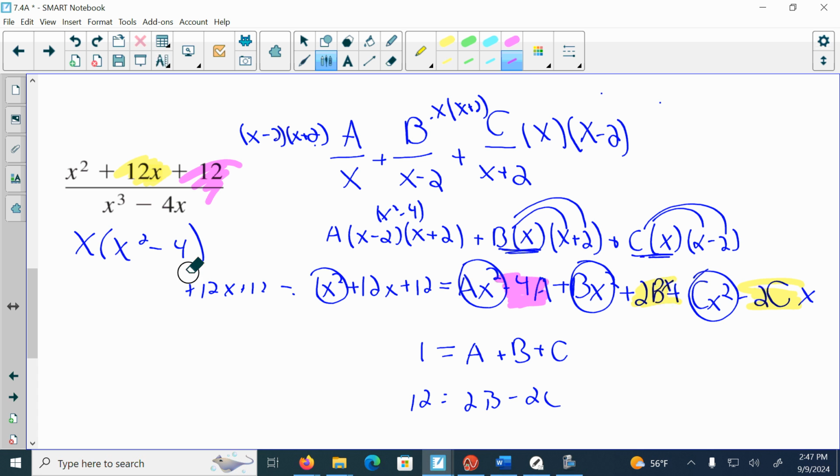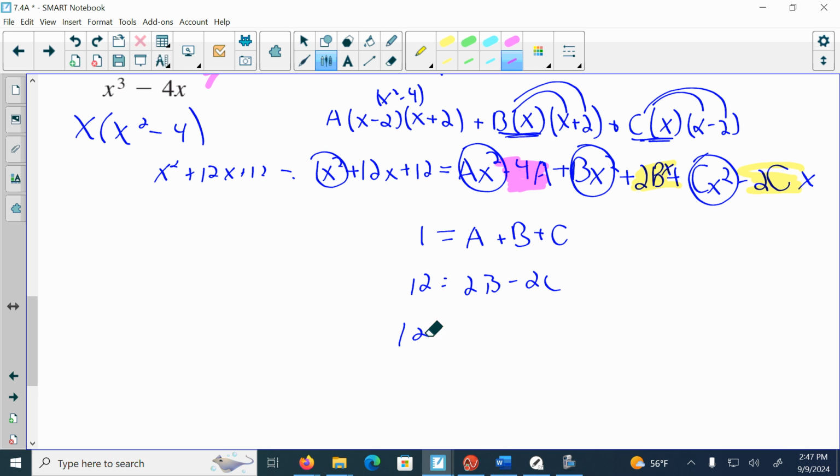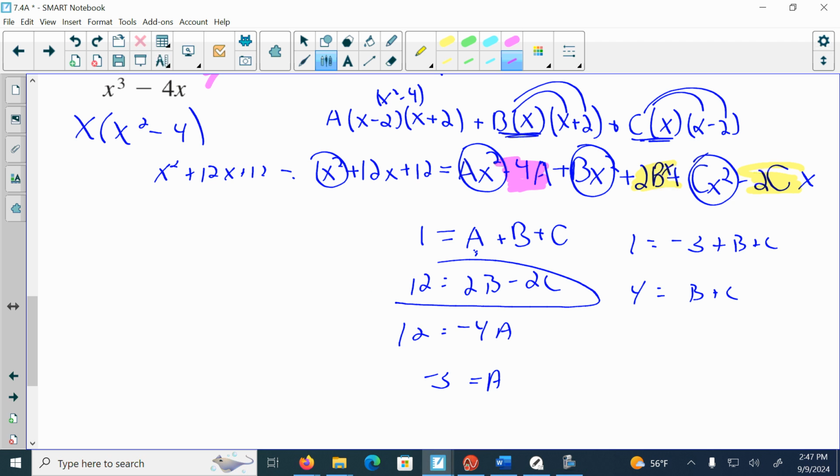So if I do that, I'm going to have 12 is equal to negative 4a. So here I can solve and make a equal to negative 3. I'm going to put that a up here. So I'm going to have 1 is equal to negative 3 plus b plus c. So 4 is equal to b plus c. Then my other equation with b and c is here, and that's 12 is equal to 2b minus 2c.